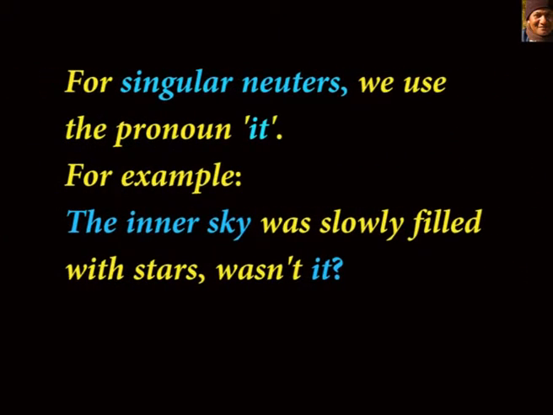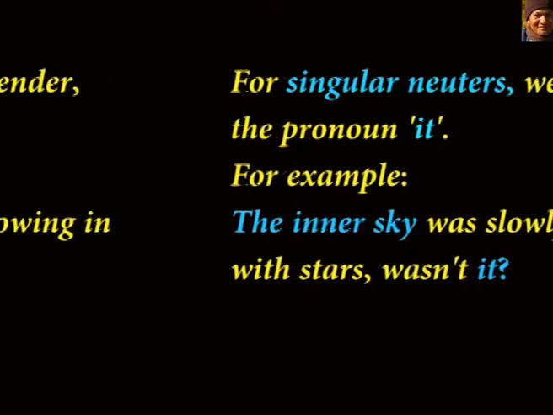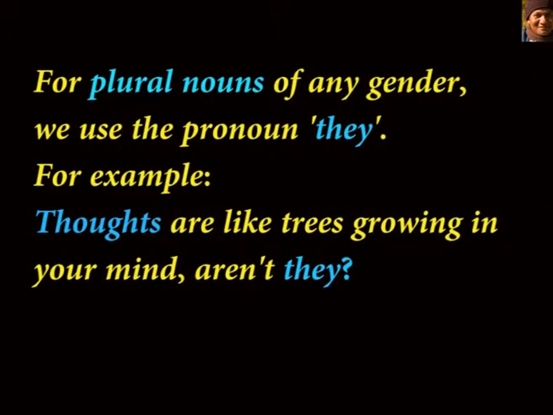For singular neuters, we use the pronoun it. For example, the inner sky was slowly filled with stars, wasn't it? For plural nouns of any other gender, we use the pronoun they. For example, thoughts are like trees growing in your mind, aren't they?